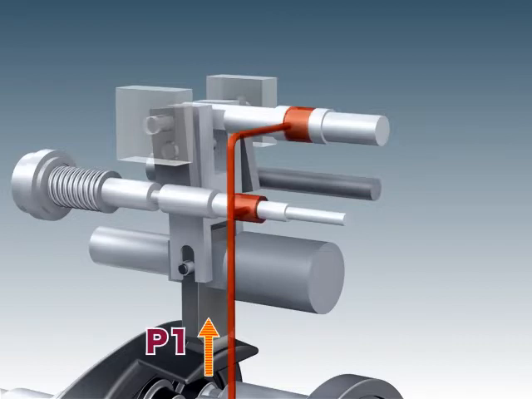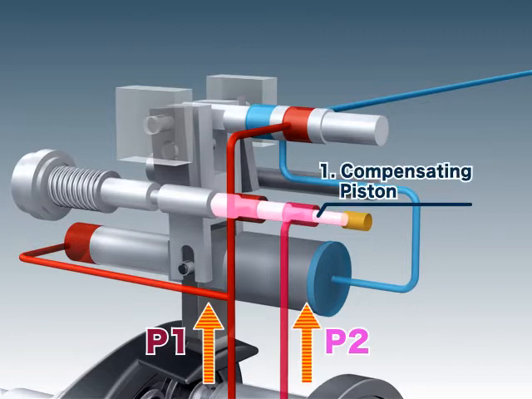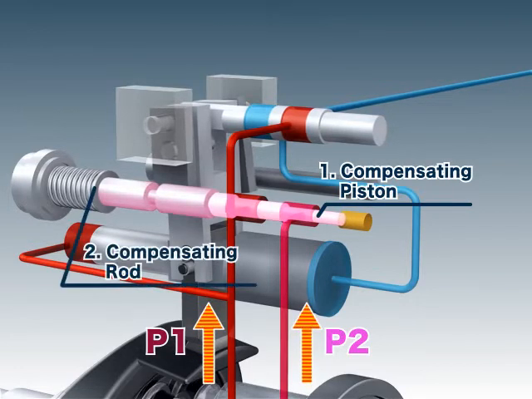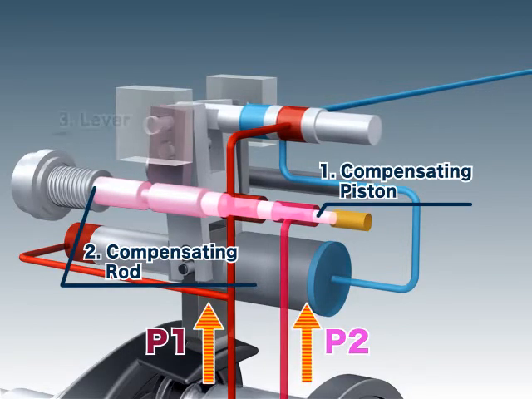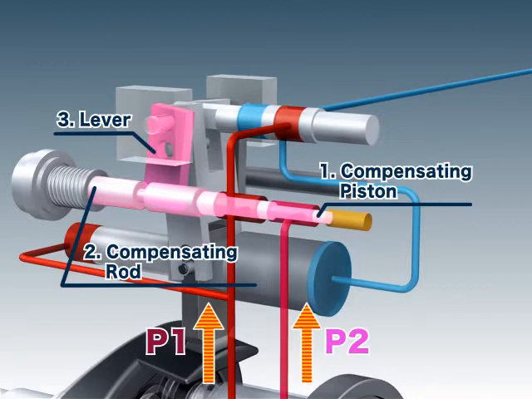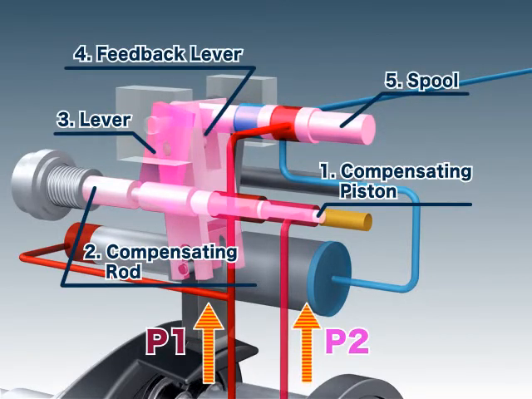When the delivery pressure of the pump P1 or of a companion pump P2 increases, the pressure moves the compensating piston, pushing it against the compensating rod. As the compensating rod is pushed, the lever rotates, moving the feedback lever, which in turn moves the spool.